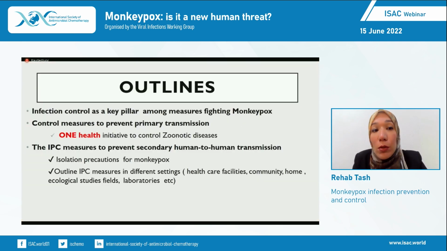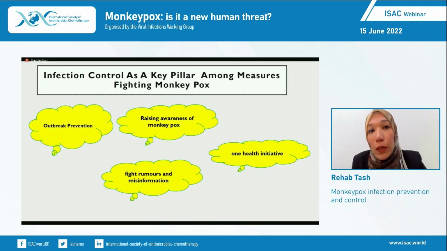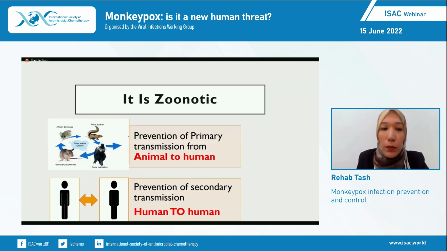During this talk, we will cover the primary preventive measures for monkeypox as a zoonotic disease, and the infection prevention control measures to prevent human-to-human transmission in different settings: healthcare facilities, community, laboratory, and ecological field studies. In fact, infection control plays a key role in outbreak prevention, which is the current situation now. As infection control preventionists, we should raise awareness about monkeypox, fight rumors and misinformation, and we will see how we can be a part of the multidisciplinary One Health initiative.